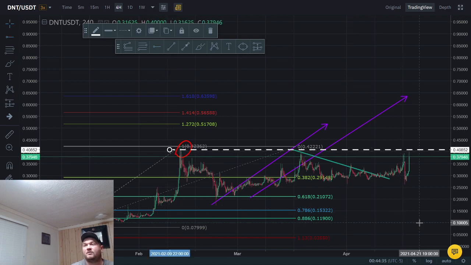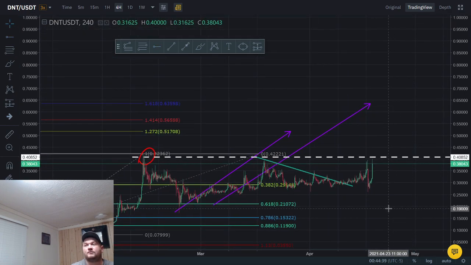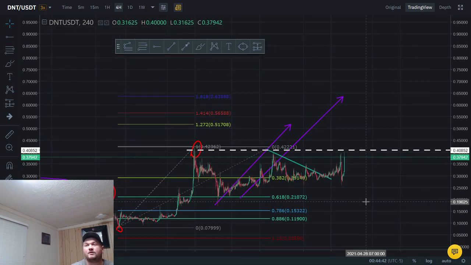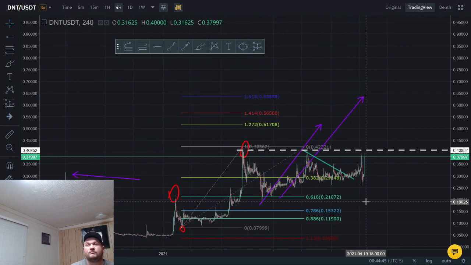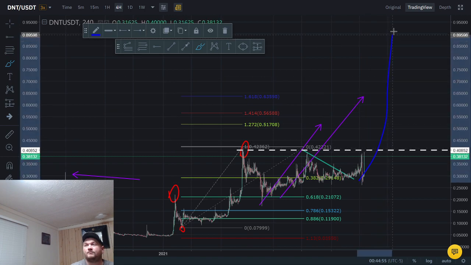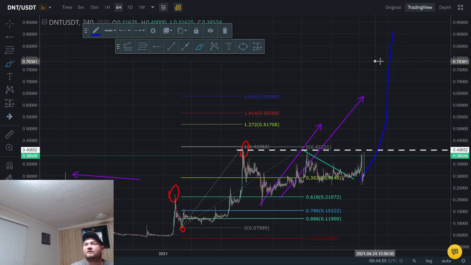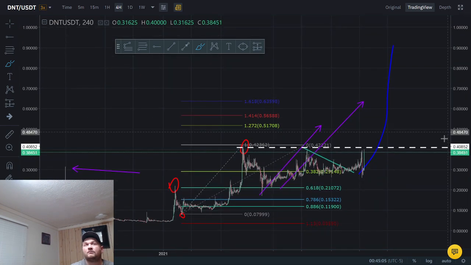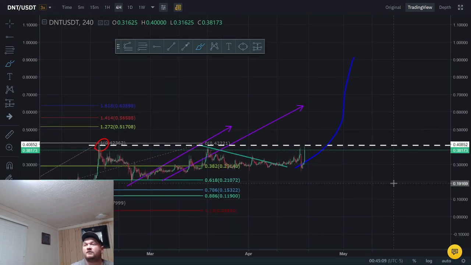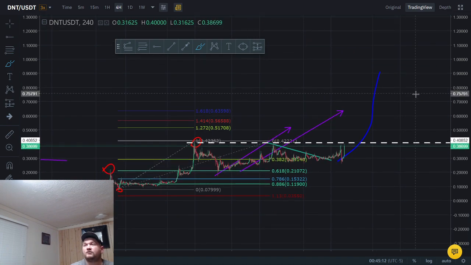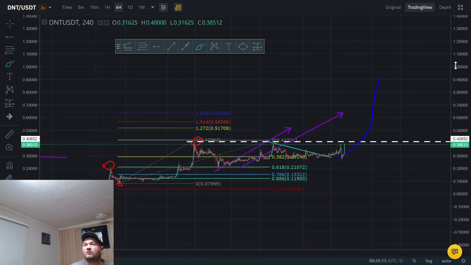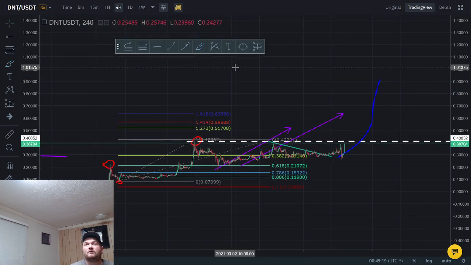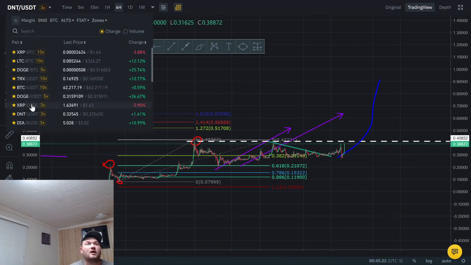I think this is going to be support if we ever break it. If you could stop selling at 40 cents, I'd be grateful. Maybe we just keep going, and everybody's like, oh, did you see DNT? It's at $3. Oh man, did you see DNT? It's like 20 bucks a share. Well, I don't know. Maybe. High hopes.